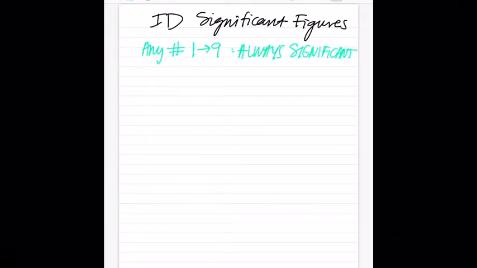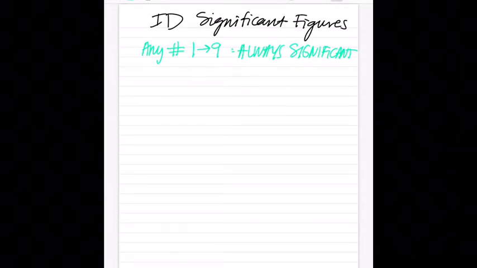Okay, what's in question, and what people struggle with the most, are the zeros. Which ones are significant and which ones are not? So we've got 3 different types of zeros that you may encounter.